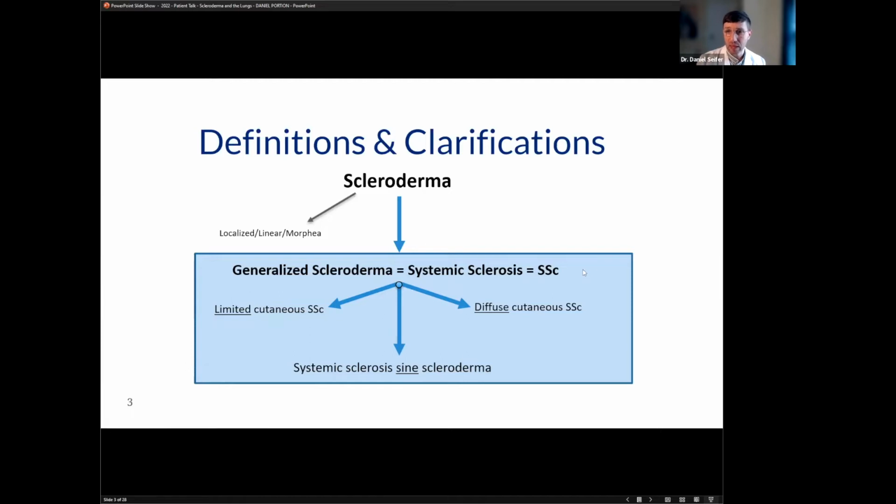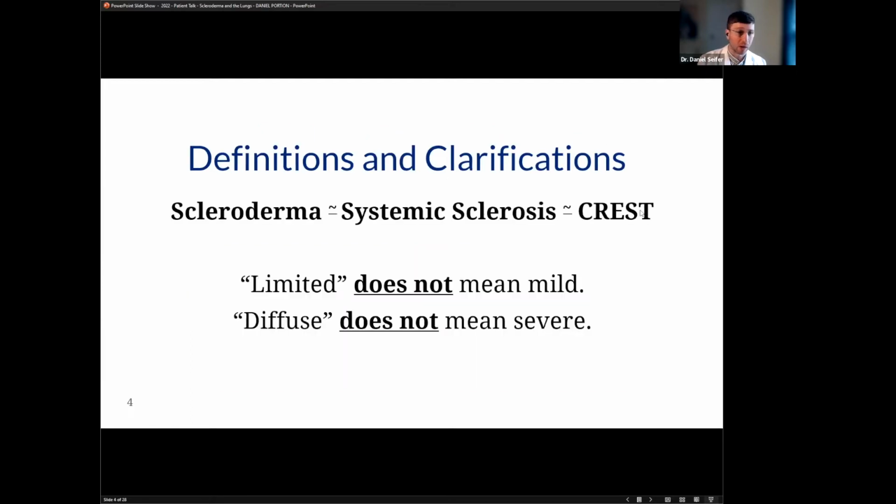The blue box on this slide is what's showing that generalized scleroderma: systemic sclerosis, SSc, CREST, these are all really equivalent terms. And there are subtypes of this, subtypes that are defined by saying words like limited, diffuse, systemic sclerosis, and scleroderma, but those things don't refer to the involvement of multiple organs. They actually all share that. So in this sense, limited does not mean mild and diffuse does not mean severe. They're referring to the extent of skin involvement, okay?